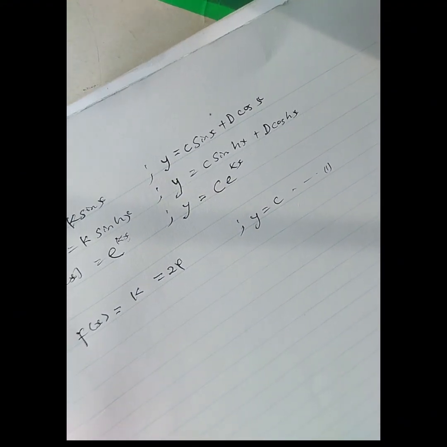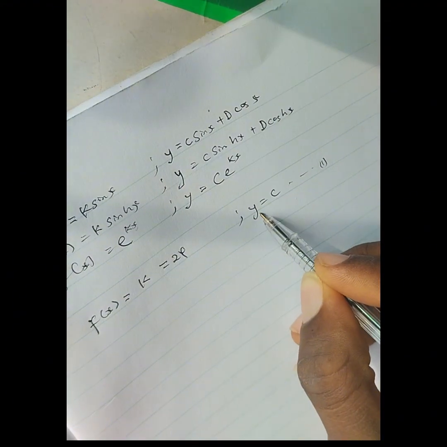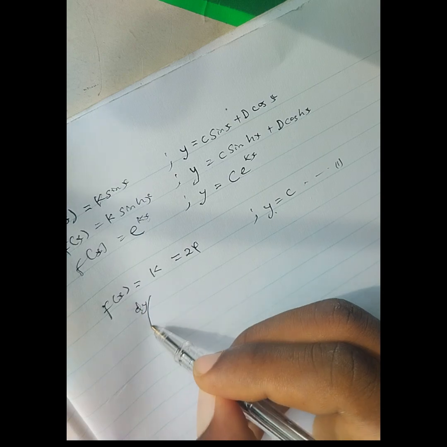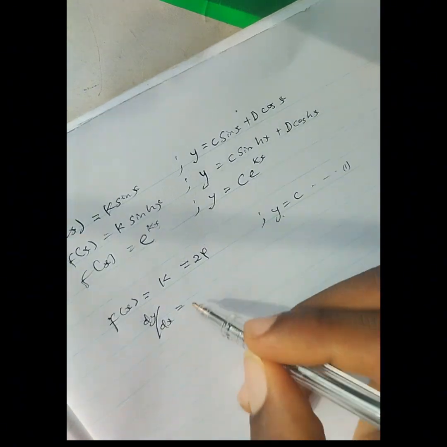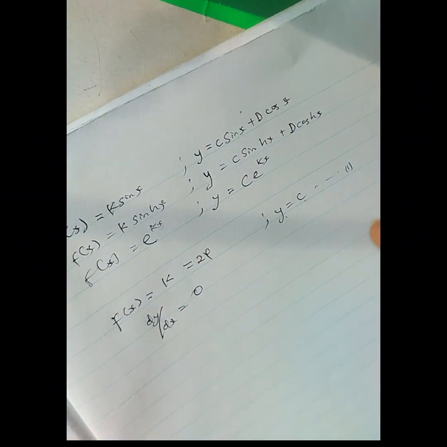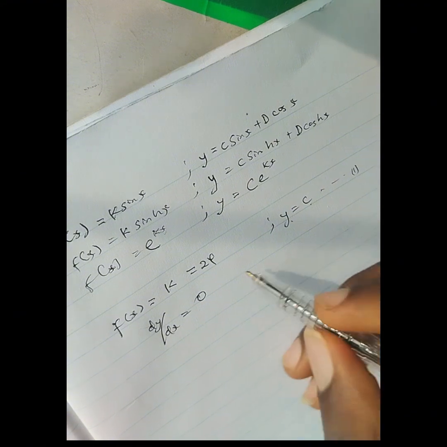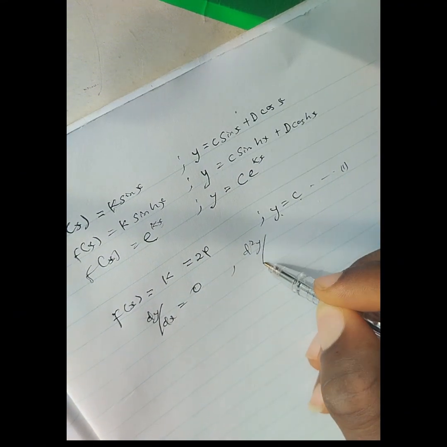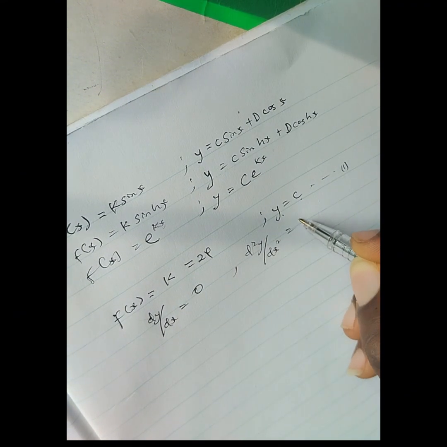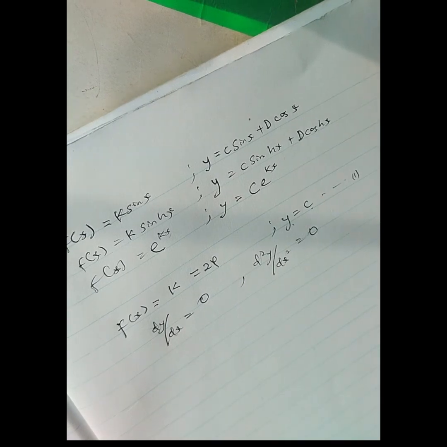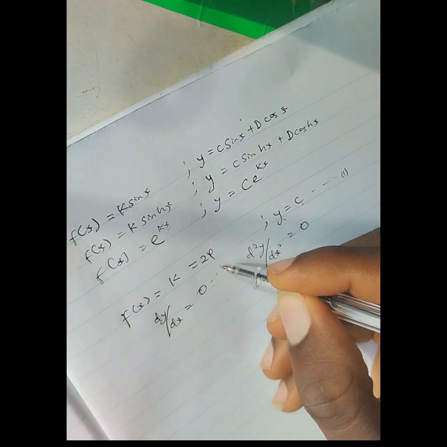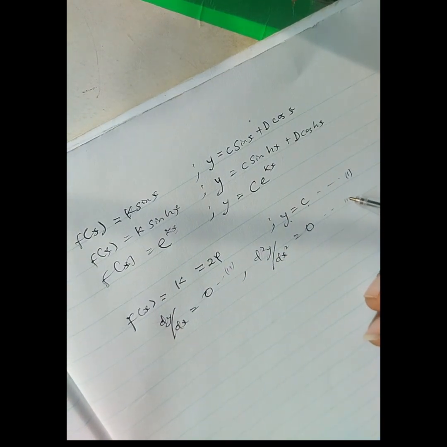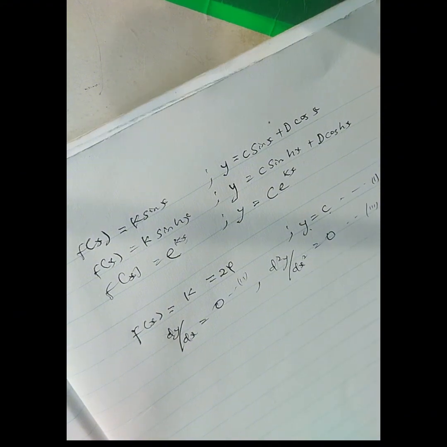So let's start. You differentiate y. dy over dx is equal to what? 0. Differentiation of a constant is 0. Just know that. Then d squared y over dx squared is also 0. So now I can take it as equation 2 and equation 3. That's how we do it.